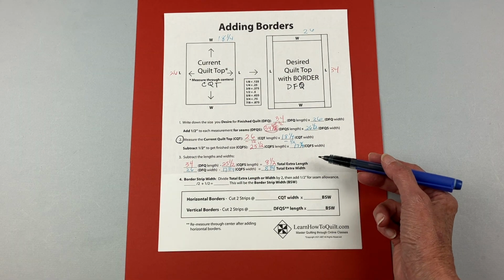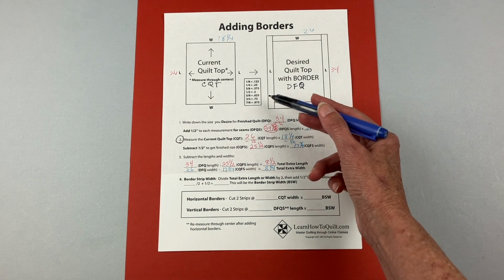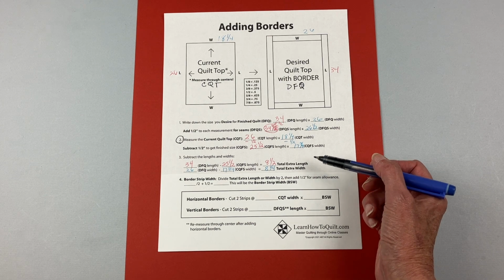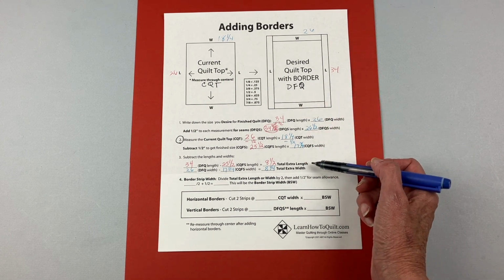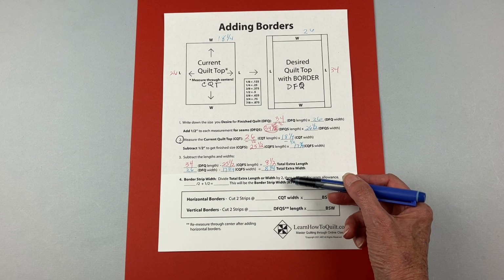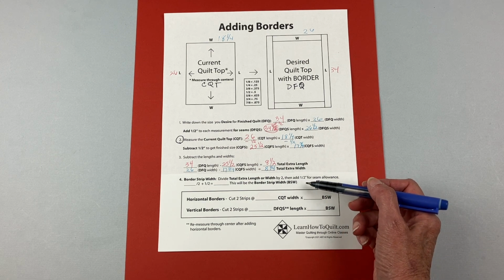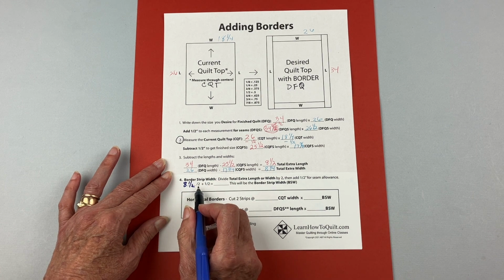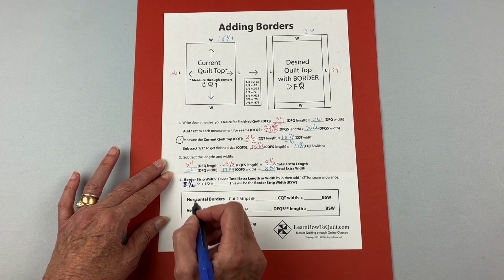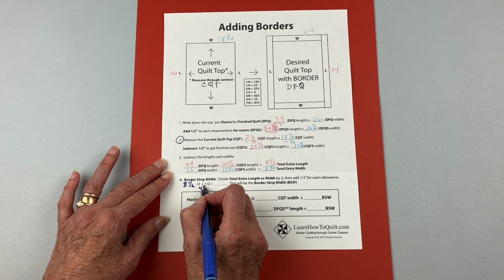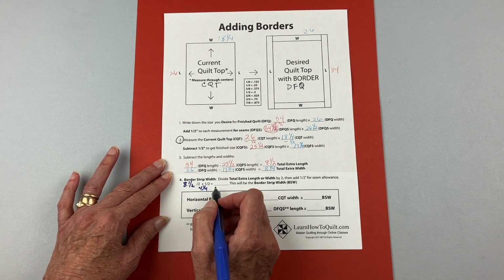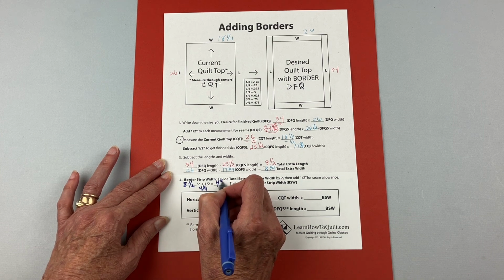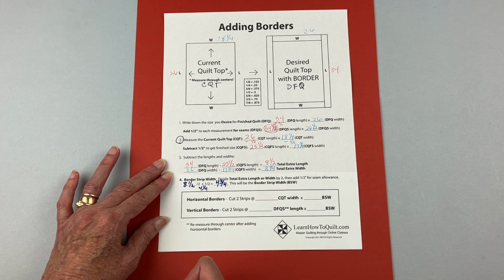In order to find how wide these borders are going to be, you'll need to take this extra length, and since there's 2 borders, you'll divide that by 2, and then you have to add 1/2 inch for seam allowance. 8.5 divided by 2 ends up being 4.25, and 4.25 plus 1/2 inch ends up being 4.75 inches.